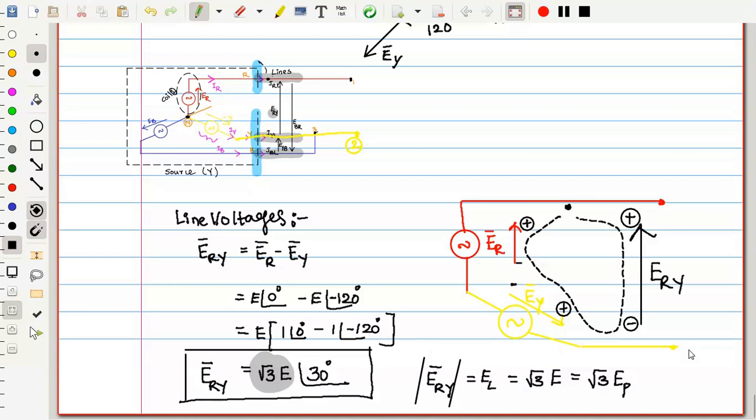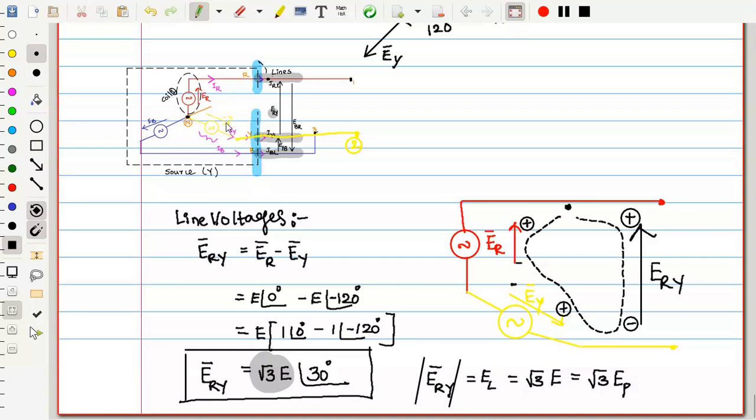Okay. Right. So now similarly, just try to see this diagram, Y to B. Just by visually looking at it, you should write that Y to B is EY minus EB. Are you getting?